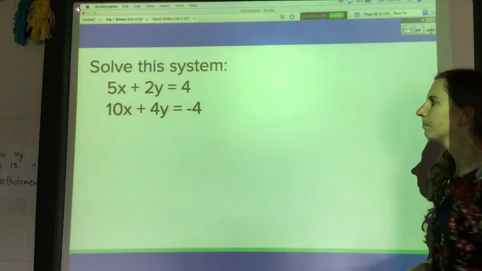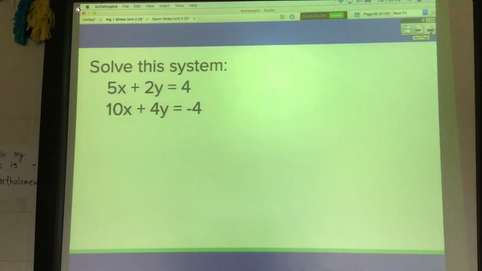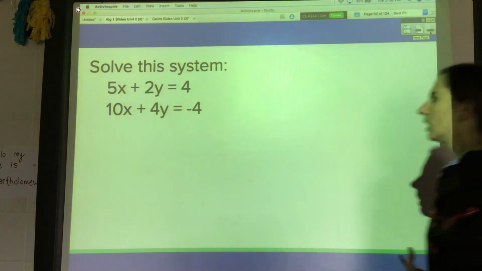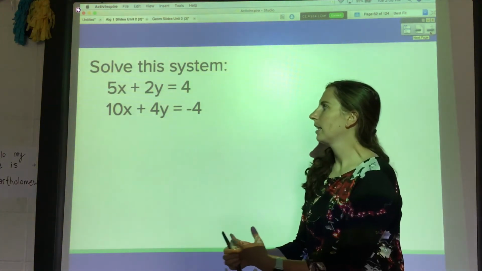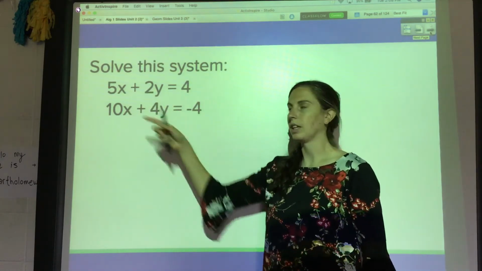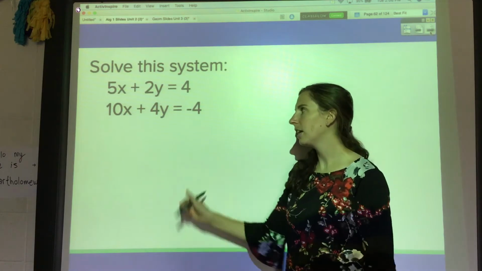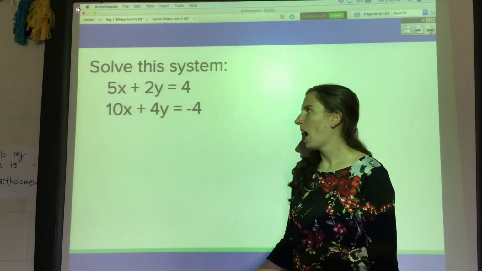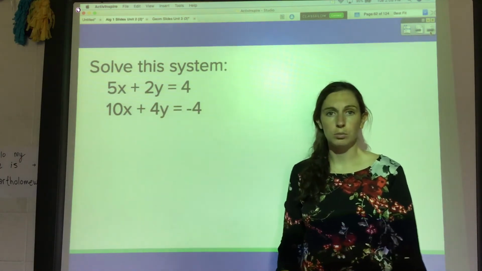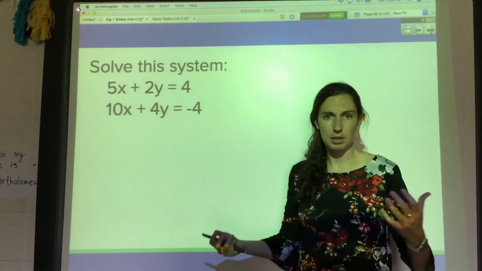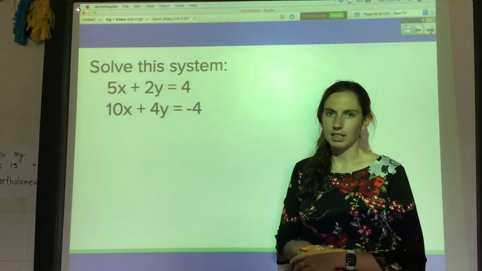Okay. So let's do another example here. On this one, again, I have to eliminate one of the variables. And so if I can't immediately add them up and eliminate, I'm going to need to multiply one or both of the equations by some number so that I can eliminate a variable.